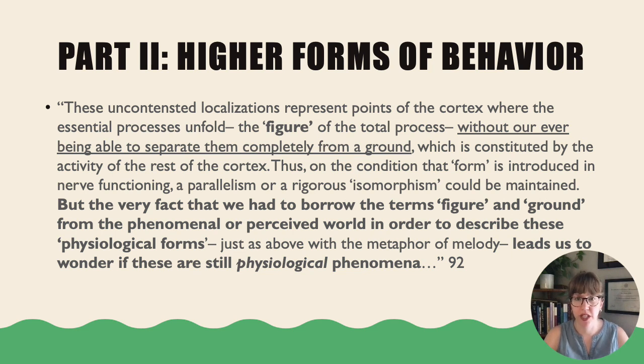So he talks a little bit more about figure and ground here. He says, "These uncontested localizations represent points of the cortex where the essential processes unfold, the figure, without our ever being able to separate them completely from a ground." So there are parts, there are localizations that do exist, but they are necessarily connected to the total process, which is constituted by the activity of the rest of the cortex. "Thus, on the condition that form is introduced in nerve functioning, a parallelism or a rigorous isomorphism could be maintained."